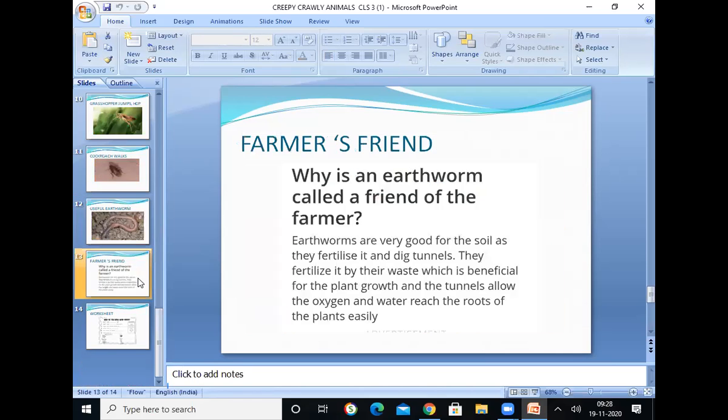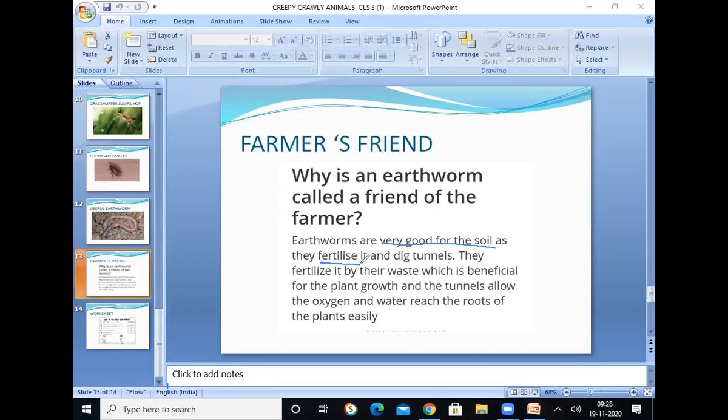Next, who is called the farmer's friend here? Why is an earthworm called a friend of the farmer? Earthworms are very good for the soil as they make the soil fertile and dig tunnels. Earthworms are very important for the soil, they will fertilize it.